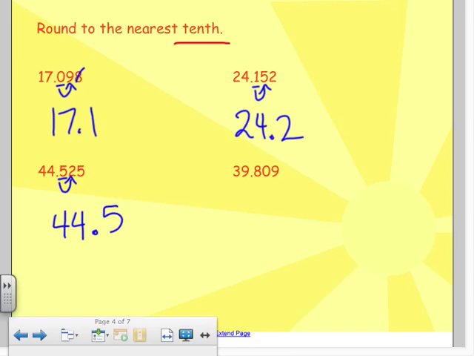And last example for my tenths problem, I have an 8 with a 0 in the hundredths place. Again, not going to round it up. That will stay at 39.8. So that's rounding to the nearest tenth. Let's look at one more example of rounding.